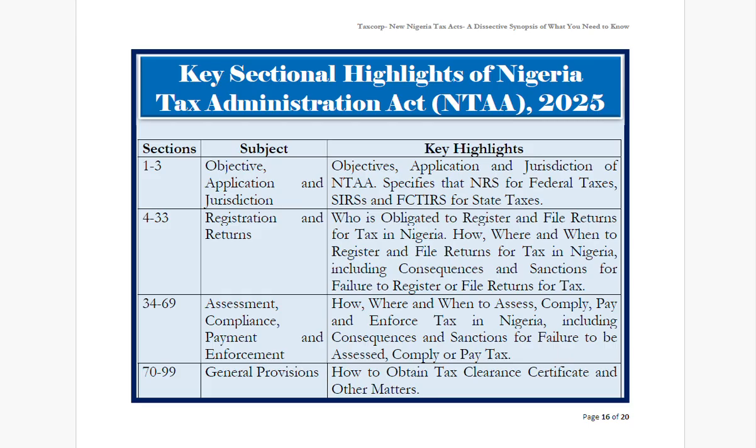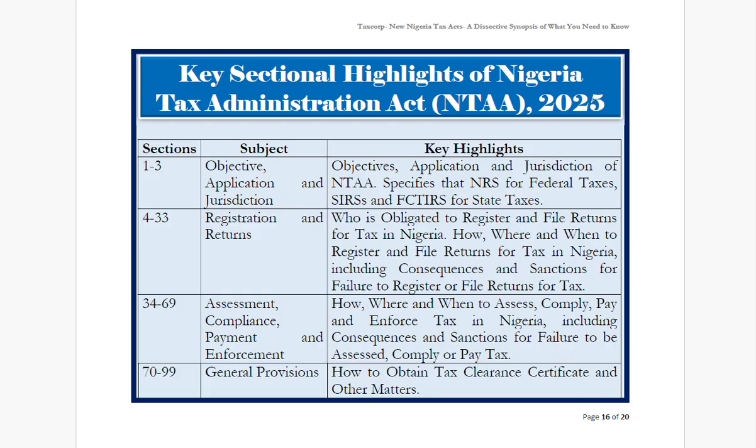It deals with objectives, application, and jurisdiction of NTAA, specifying that NRS, that's Nigerian Revenue Service, is for federal taxes, while State Internal Revenue Service, that's SIRS, and FCTRS are for state taxes. Can I repeat this for you to clearly understand? The Nigerian Tax Administration Act specified that Nigerian Revenue Service is for federal taxes, while State Internal Revenue Service and FCTRS are for state taxes.